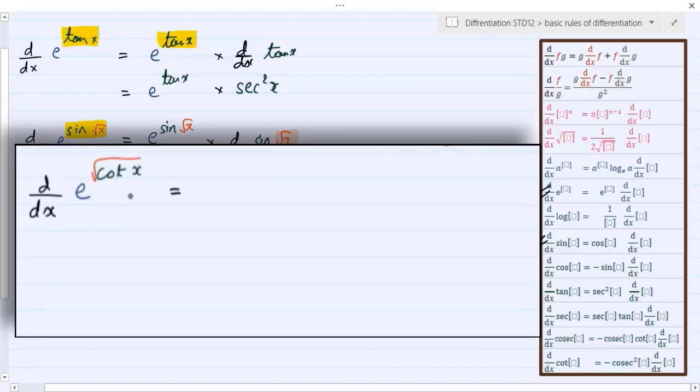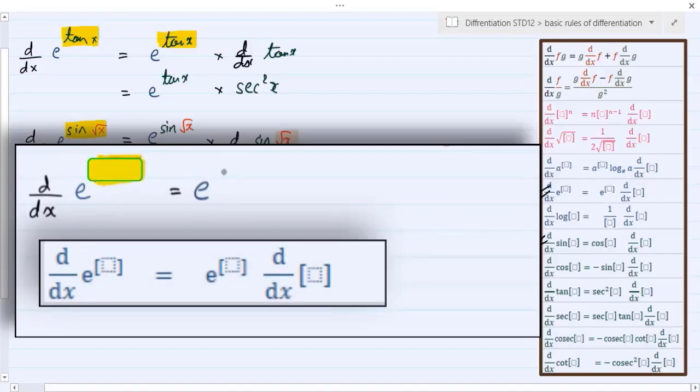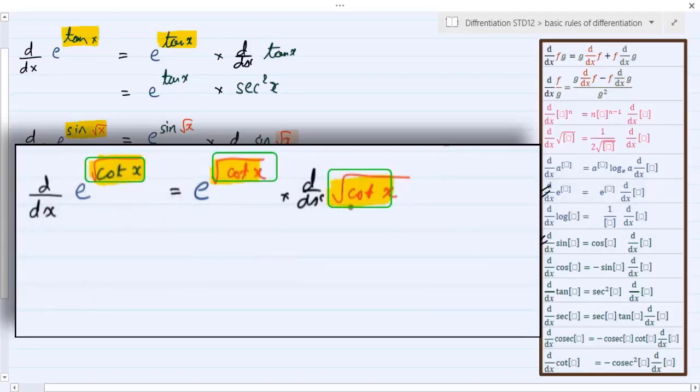Here we have to differentiate e raised to root cot x. Again we have to find the outermost function, which is e raised to. So let's consider a box around the root cot x. Differentiation of e raised to box is simply e raised to box into differentiation of box. Within the box we have root cot x. So in the next step we don't have to worry about this e raised to root cot x. We just have to focus on differentiation of root cot x.